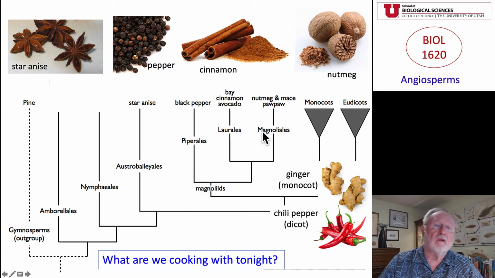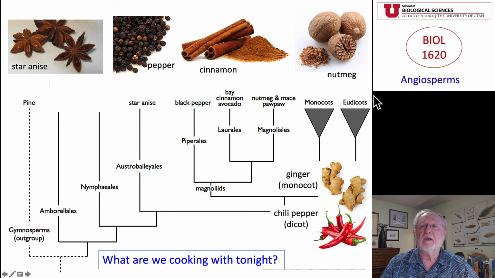Within the laurales, we find bay, we find cinnamon, and we find avocado. I bet you didn't know that the cinnamon that we use in our cooking and as one of our spices is actually the bark of the cinnamon tree. Within the magnolias, we find nutmeg, mace, pawpaw, other kinds of very important parts of our diet.